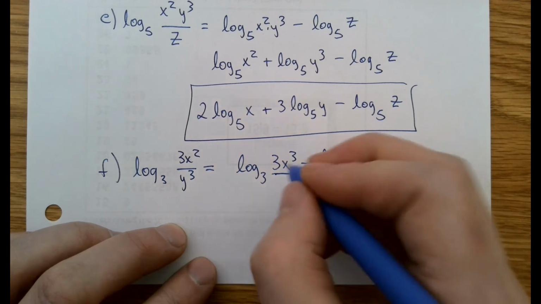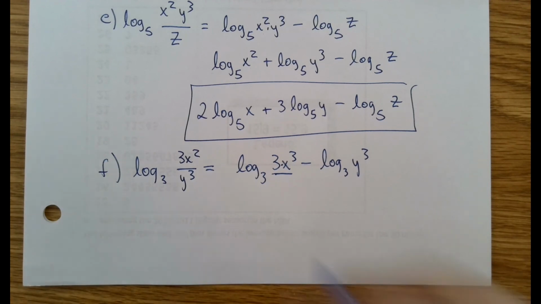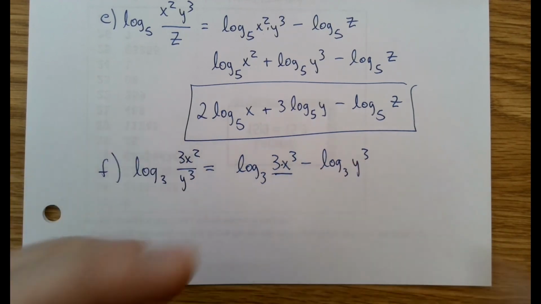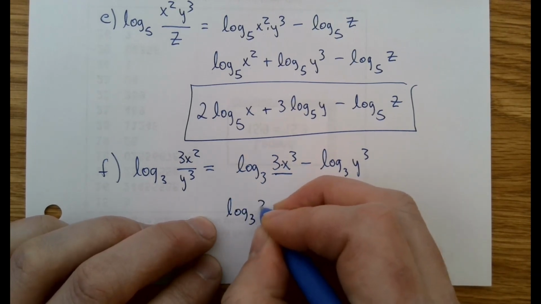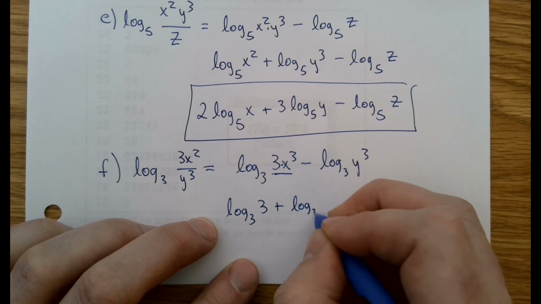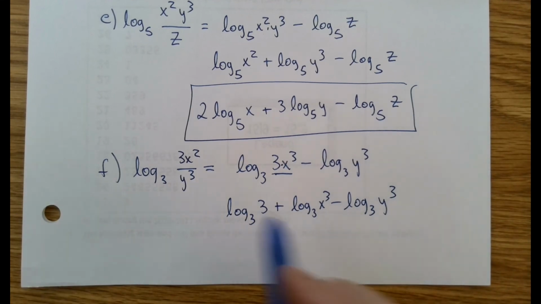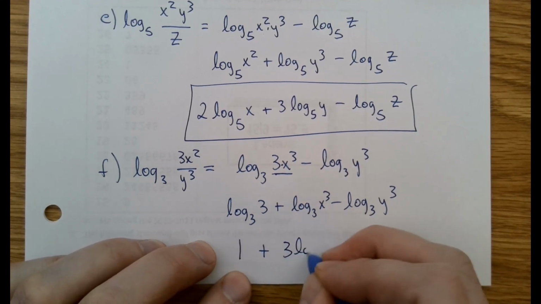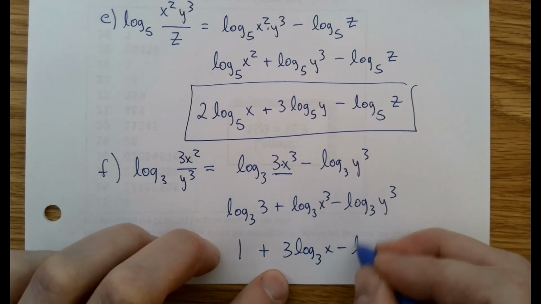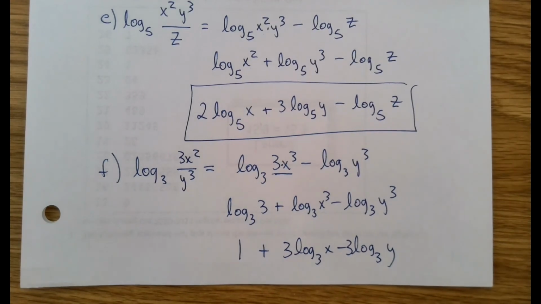Note, again, as I mentioned before, you need to think of 3 and x squared as two numbers. 3 is not connected to x squared in any way other than it's a product. And because it's a product, we can rewrite it as log base 3 of 3 plus log base 3 of x squared minus log base 3 of y cubed. This is 1. Bases match, and then we'll multiply by 2. So this really becomes 1 plus 2 log 3 of x minus 3 log 3 of y because that's an exponent there.